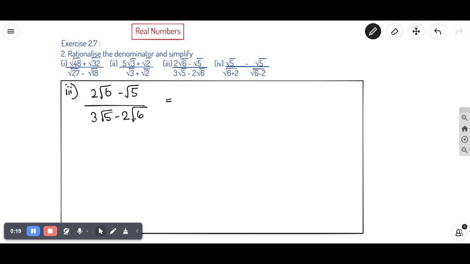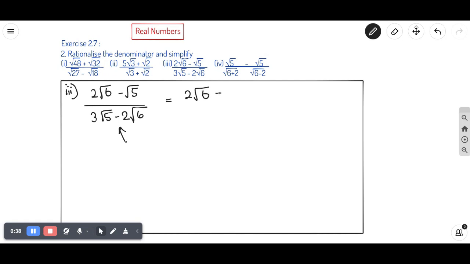So first write the numerator as such, 2 root 6 minus root 5. Here I am writing the question as such, by 3 root 5 minus 2 root 6, and we have to take the conjugate for this. And for that, let's put the bracket. And now I'm multiplying the conjugate. What is the conjugate for the denominator? 3 root 5, yes, plus 2 root 6, divided by 3 root 5 plus 2 root 6. So this is your conjugate.